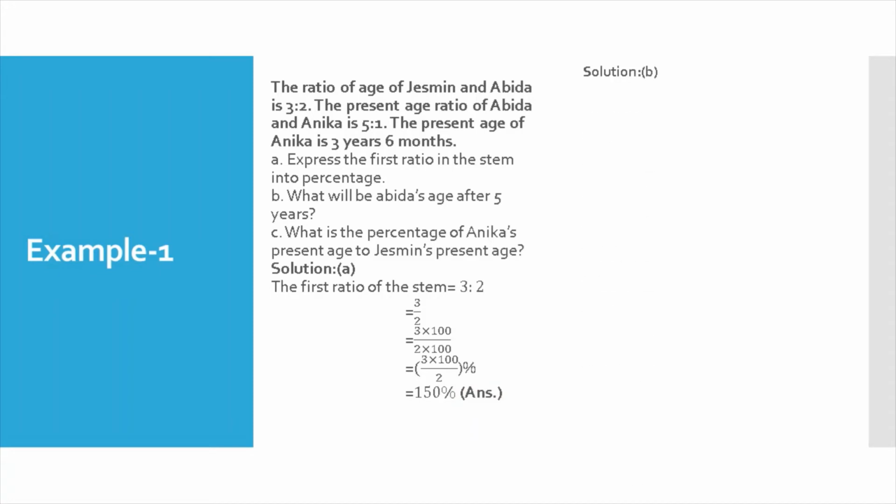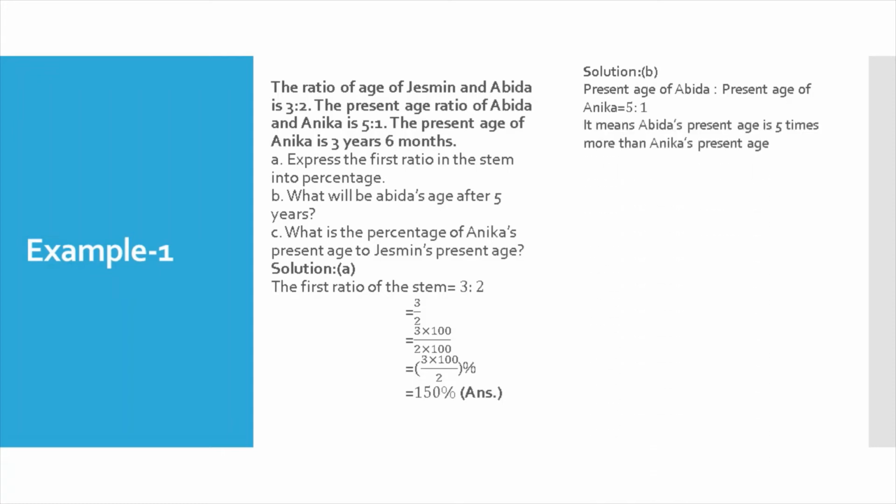Let's see solution number B. What will be Abida's age after 5 years? Present age of Abida is to present age of Anika equals 5:1. That is the given information in the stem. It means Abida's present age is 5 times Anika's present age. That you have learned from the unit on ratio at first. Anika's present age equals 3 years 6 months, as you can see here.